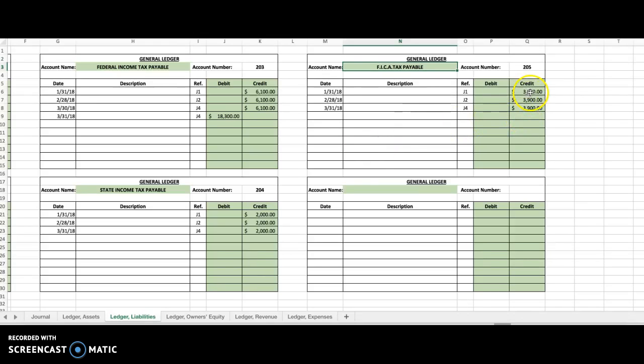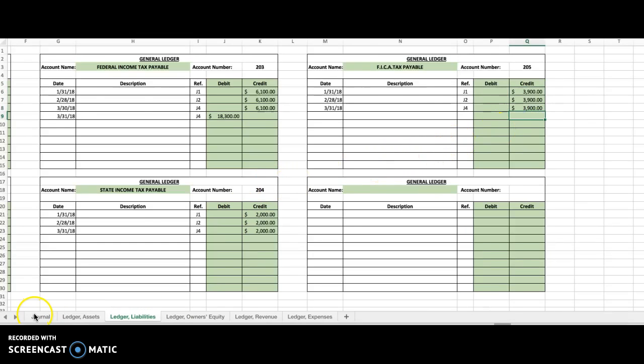Now, these three credits to FICA tax payable represent the credits that were made with a payroll entry at the end of January, at the end of February, and at the end of March. So each time we credited $3,900. This represents the money we withheld from the employees. It's their money, but we have to pay it. In addition, we're going to have to pay our half.